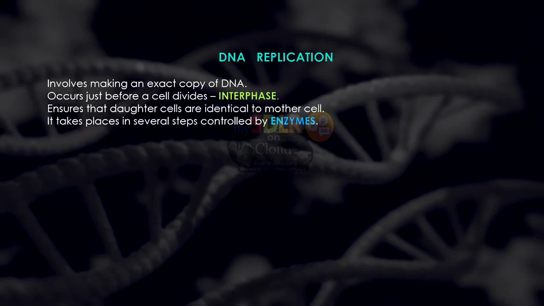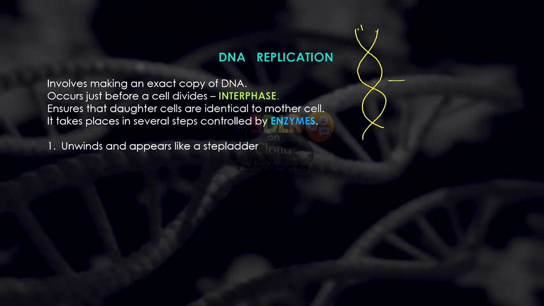Let us take a look at this process. It begins with the DNA unwinding. If that's our DNA, it now unwinds, and this would make it look like a ladder. This is obviously controlled by enzymes.